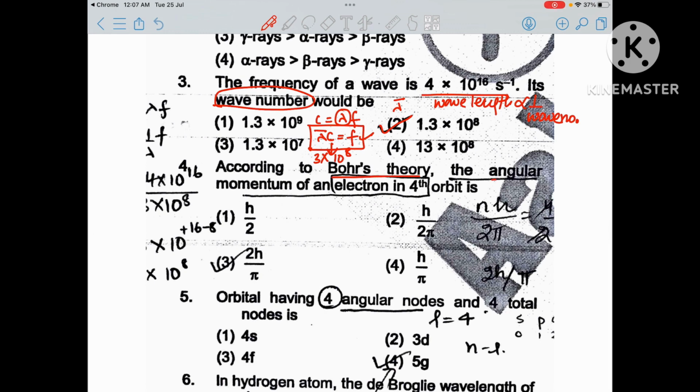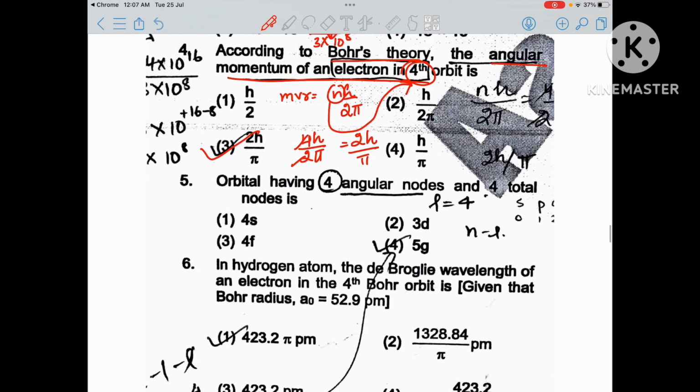According to Bohr theory, the angular momentum of the electron in the fourth orbit, very easy. mvr is equal to nh by 2 pi. What is n here? n is the orbit. So 4h by 2 pi. 2 cancels out. The answer comes out to be 2h by pi. Very easy questions. If you just revise the tips and tricks which I have uploaded in the previous video, each question will be solved.